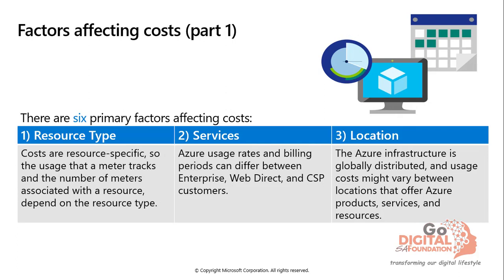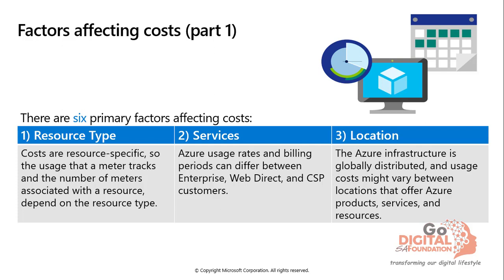So we're gonna start looking at the factors first. So factor number one, these are the primary factors. There may be other factors that are involved. So this is the first factors that affect the cost. So the resource type, cost is resource specific. So the usage that a meter tracks and the number of meters associated with a resource depend on the resource type. We're gonna look at that later when we are looking at the calculator. So there is a calculator available for us to use to check the pricings.